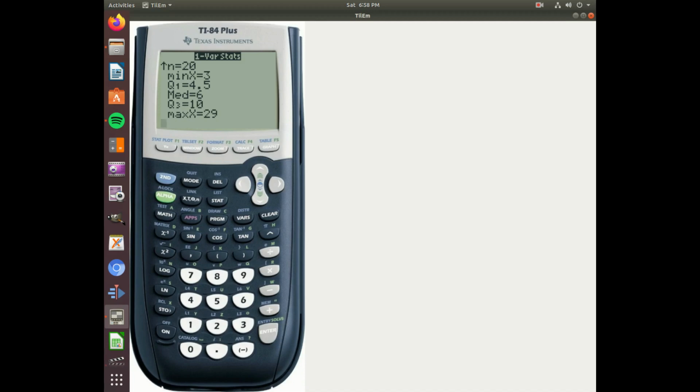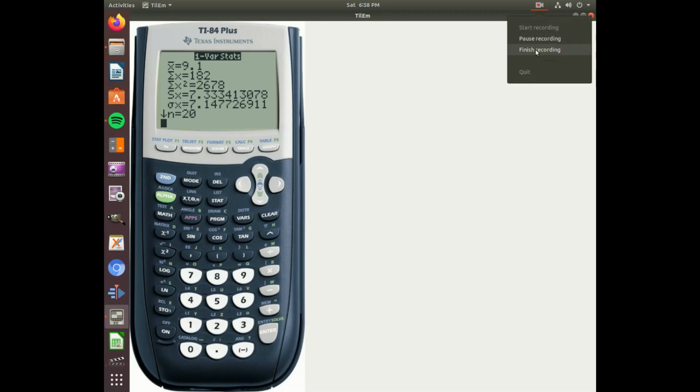You'll see that I keep going through and making the box and whisker plots, and it shows the minimum, quartile 1, median, quartile 3, and maximum. But again, I want you to see that this actually comes up when you run the one variable stats as well. All right, now back to the normal video.